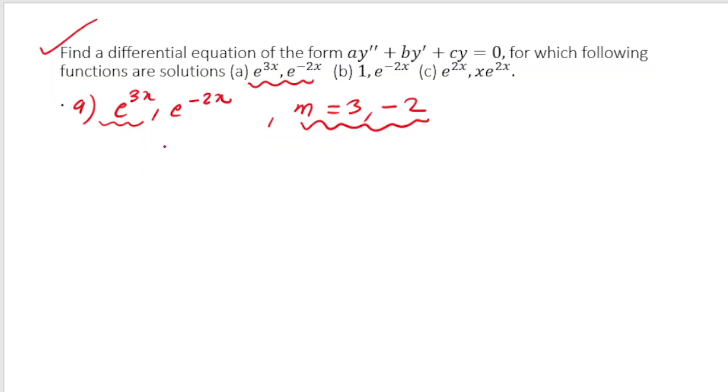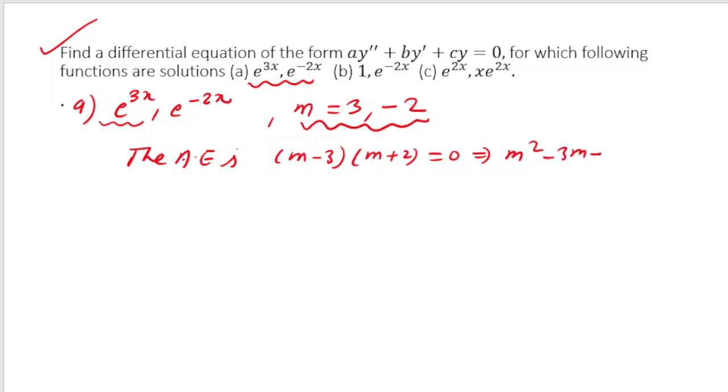So what will be the auxiliary equation? It is (m - 3)(m + 2) = 0, because you want the root 3 and the root -2. This gives m² - 3m + 2m - 6 = 0. So this gives me m² - m - 6 = 0.